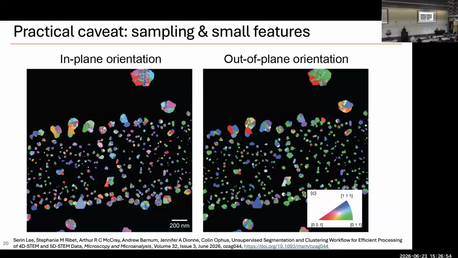One other practical caveat that I would like to point out when talking about sparse sampling is an example out of Colin's lab from Sarah and Lee, where they're measuring the orientation of different gold nanoparticles in the liquid cell STEM image here. If you have small features and you don't sample them, essentially you run the risk of missing them.